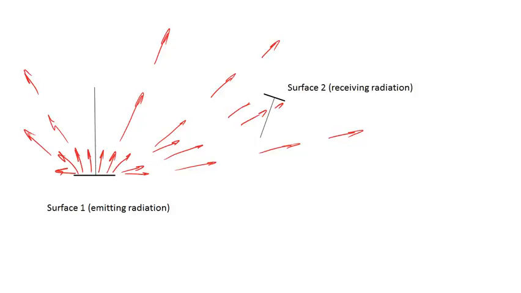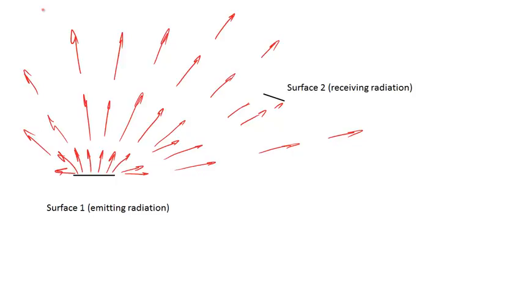So what we want to figure out is the amount of radiation that is being received by surface 2 that's being emitted from surface 1. And what I've drawn for convenience are the unit normals. So surface 1 is this flat black surface with a unit normal sticking outward, and same thing with surface 2. This is surface 2 with its unit normal sticking out in this direction.